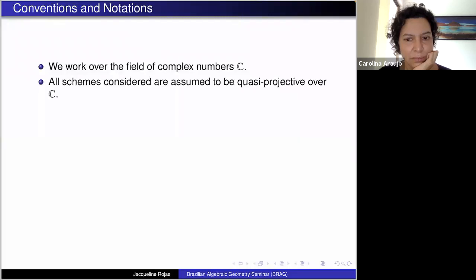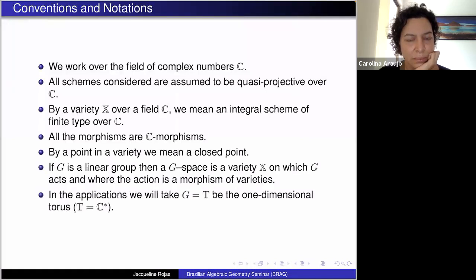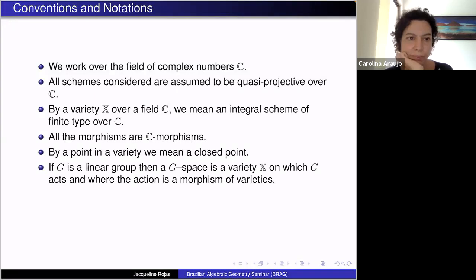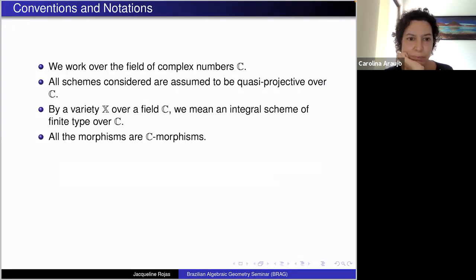Okay, let's go to some notation. We are working over the complex numbers C, and all the schemes considered here are quasi-projective, in fact varieties over C. By a variety X over C, we mean an integral scheme of finite type. All the morphisms are C-morphisms. A point means a closed point.